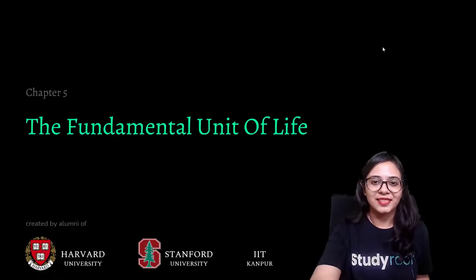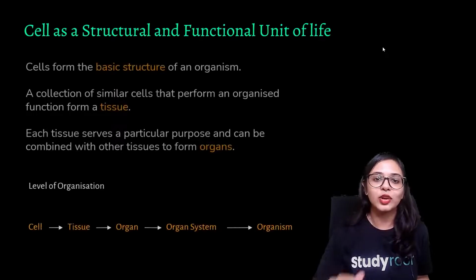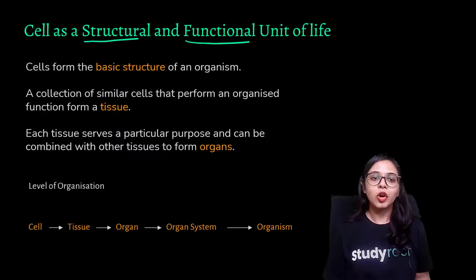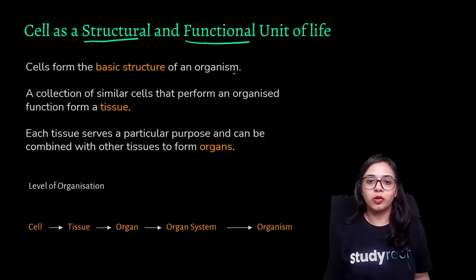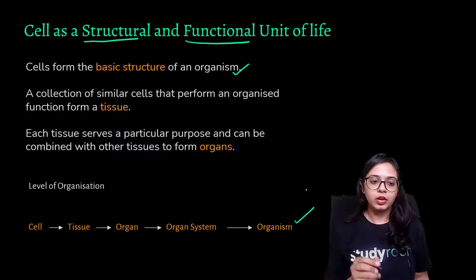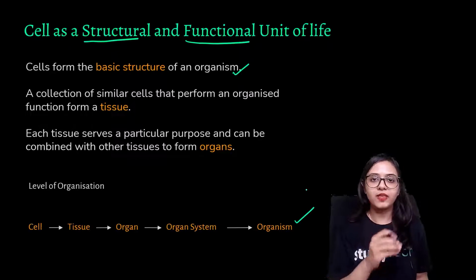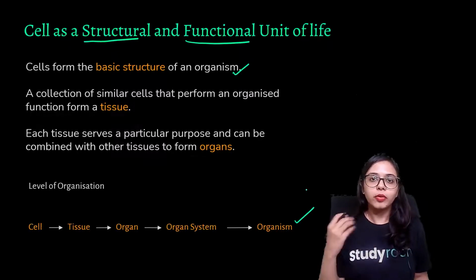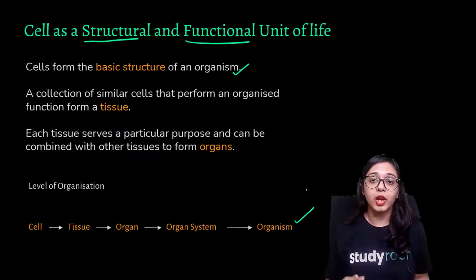So let's get started. Cell as a structural and functional unit of life. We say that cell is the fundamental unit of life, right? That means that cell is both the structural as well as the functional unit of life, okay? Because cell forms the basic structure of an organism. In this flow chart, if you look over here, we see that a group of cells make up a tissue, a group of tissues make up an organ, then a group of organs make up an organ system, and a group of organ systems make up an organism.